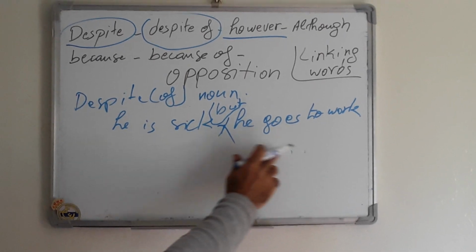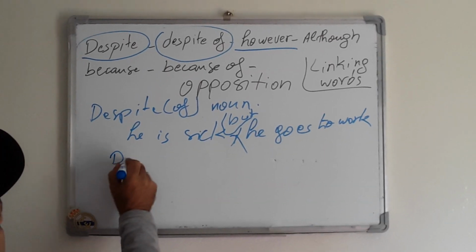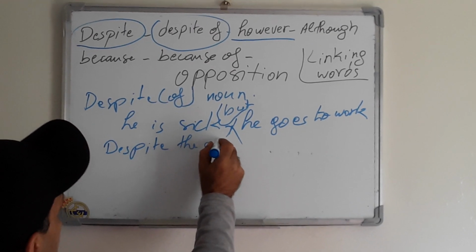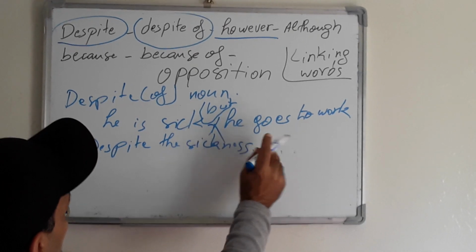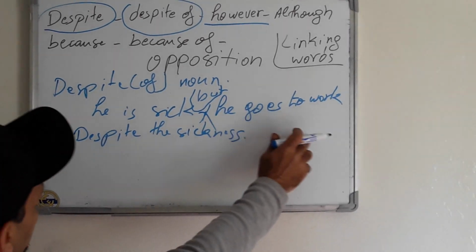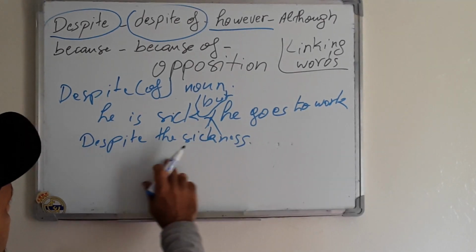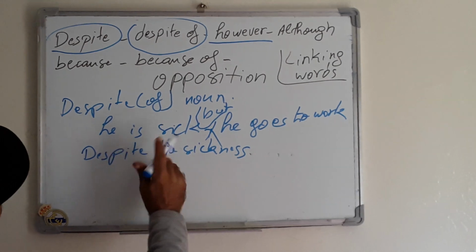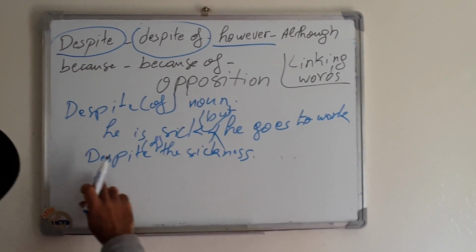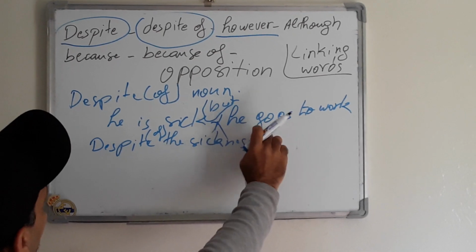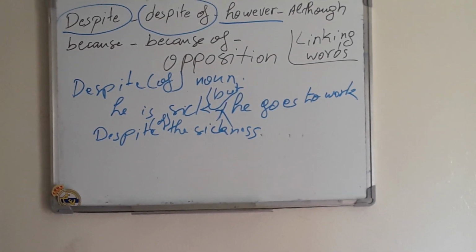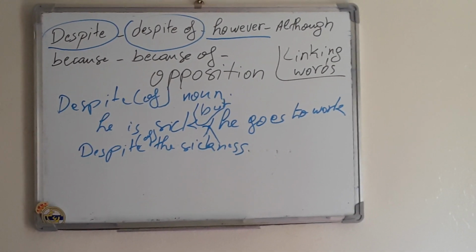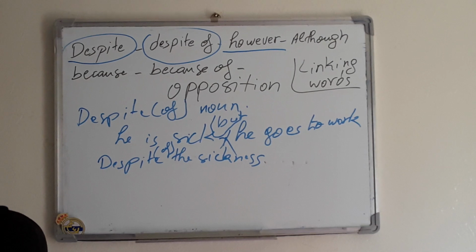So he is sick, he goes to work. I can say despite. The noun from sick is sickness. So, despite the sickness, he goes to work, or he goes to work despite the sickness. The same use with of: despite of the sickness, he goes to work, or he goes to work despite of the sickness. So we saw that despite and despite of are used the same way.